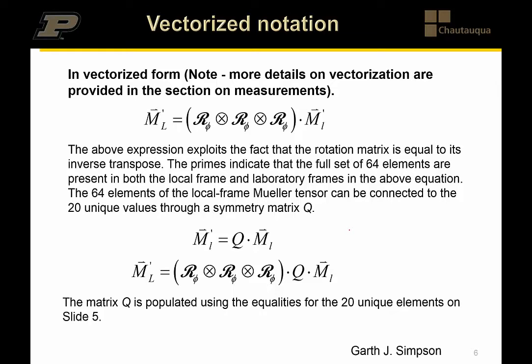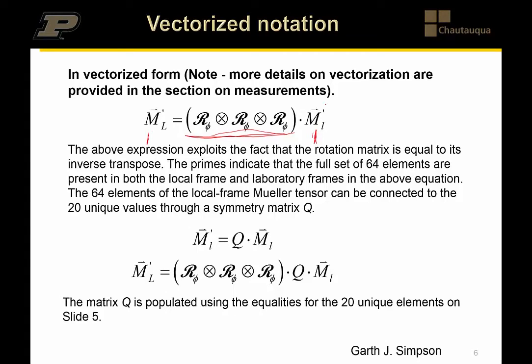So it turns out that if we use a vectorized notation for the Mueller tensor, this whole thing is actually considerably simpler, because you can link the full set of 64 elements in the local frame tensor to the full set of 64 in the laboratory frame. If these are vectorized, then you can just relate it as a matrix product, a 64 by 64 Kronecker product of rotation matrices, and that allows you to bridge one-to-one local frame to laboratory frame tensor elements.